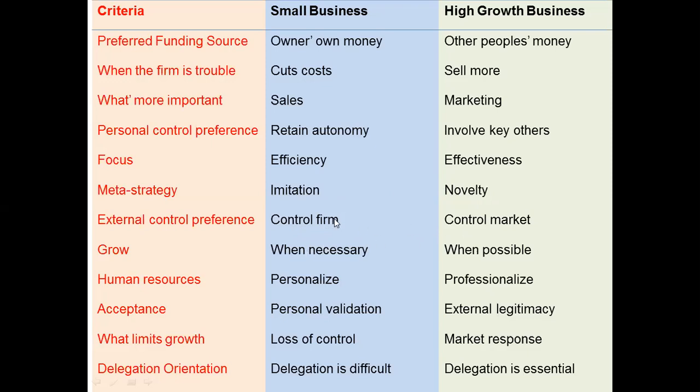This is actually associated with what's important, and then the control preferences. You are looking for sales and you are controlling your firm, and here you are looking for marketing. At the same time, you are trying to control the market. As far as growth is concerned, the small business will grow whenever necessary, and the high growth businesses will grow when possible. Human resources are personalized in this case and professionalized in the high growth cases.